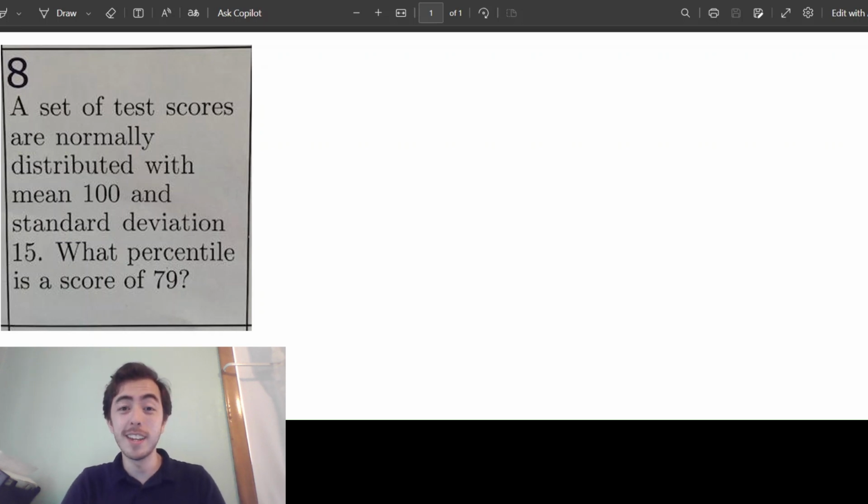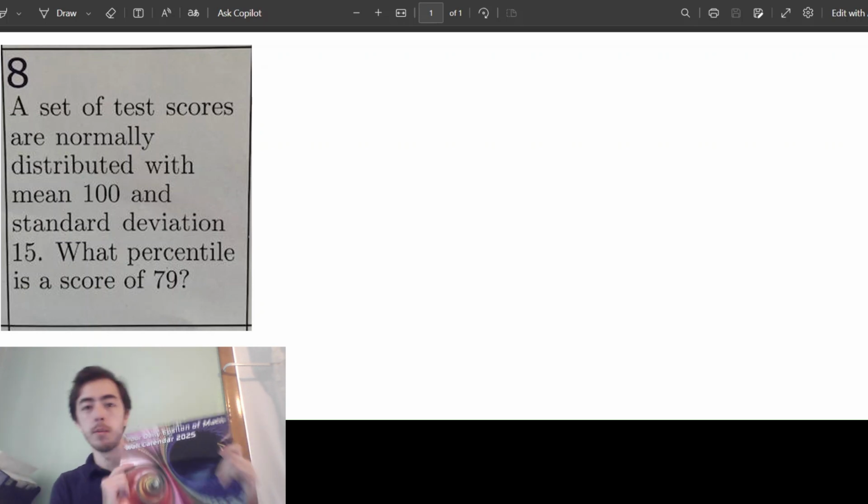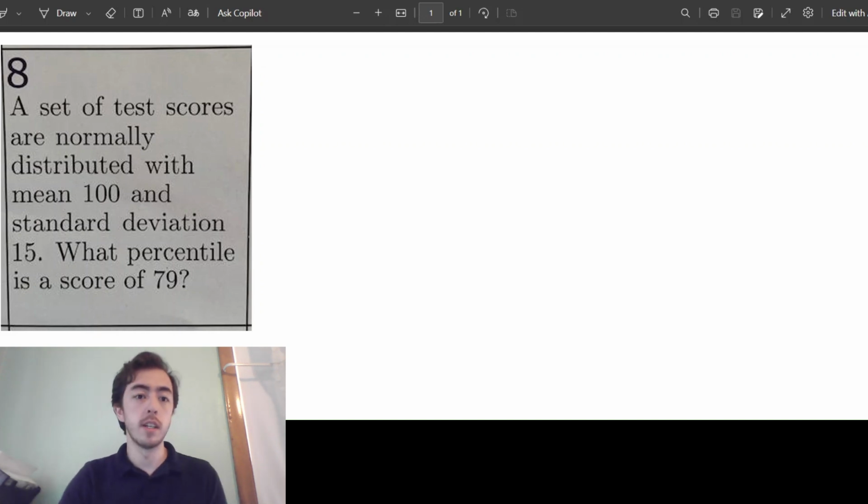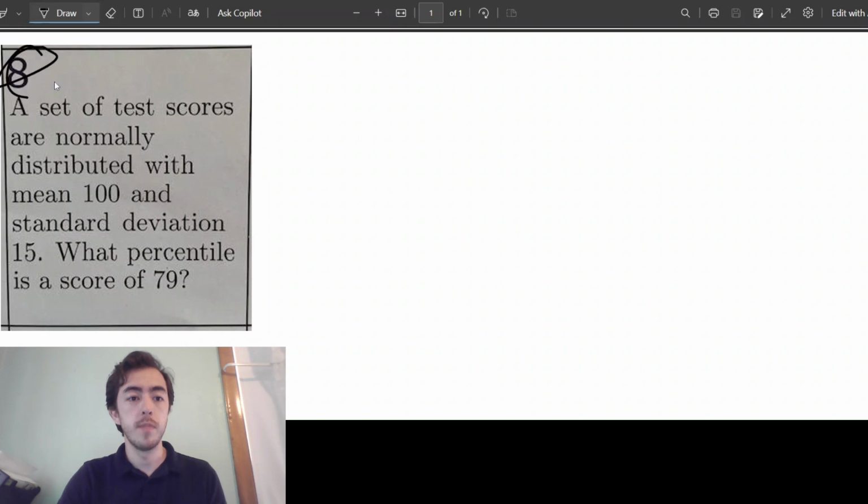Today is August 8th, and we're solving problem number 220 from the Daily Epsilon calendar. And today's answer should match today's date, so we should get an 8 for the answer. So let's see if that happens.